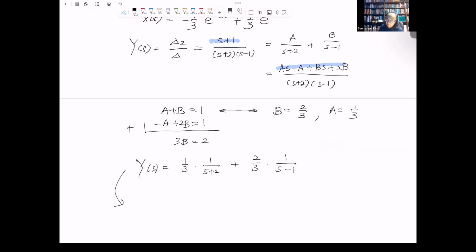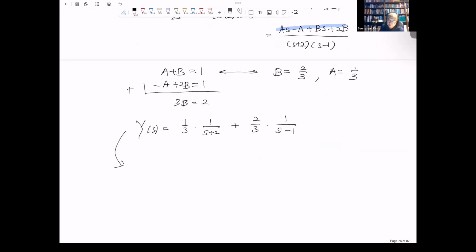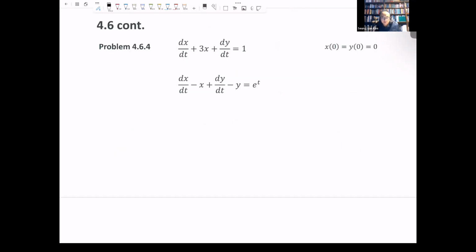Now we are ready to take the inverse Laplace transform. Then y of t equals 1/3 e to the negative 2t plus 2/3 e to the t. Problem 4.6.4. You are given two differential equations. Solve the system of equations using Laplace transform.